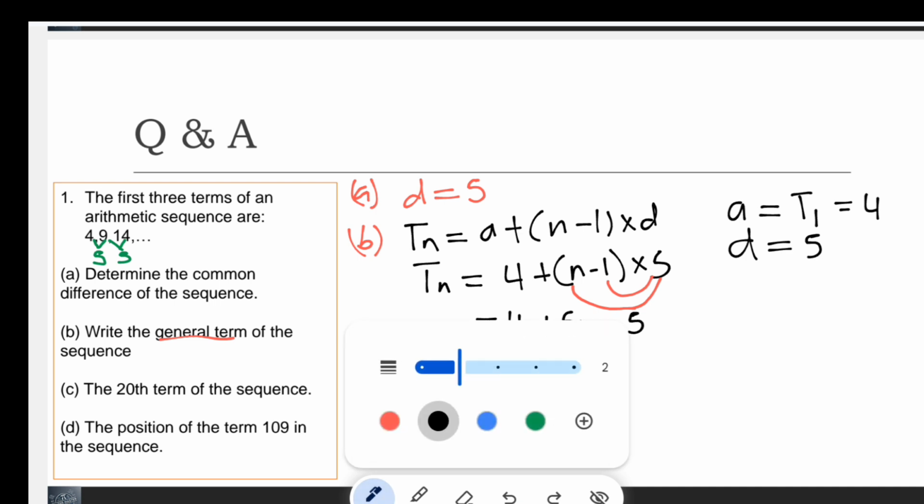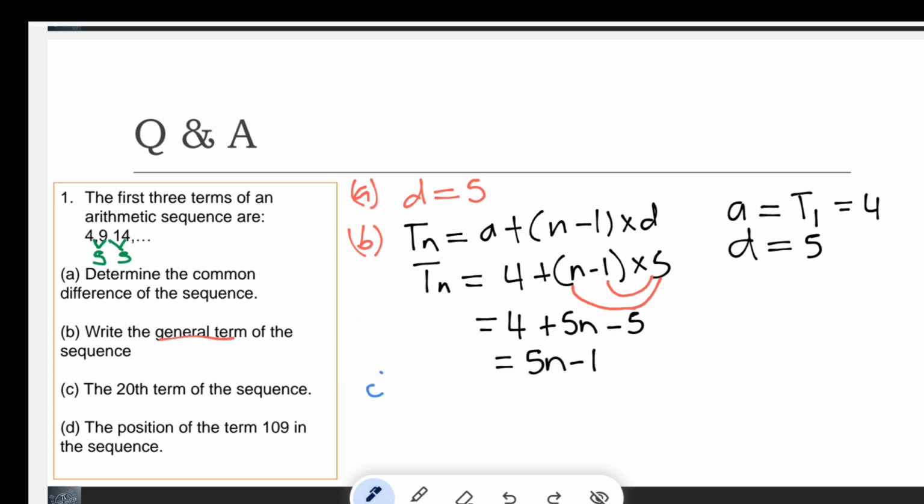Okay, now let's go to C. What is C saying? They say find the 20th term of the sequence. What will be the 20th term? The 20th term means the position of the term is 20. So what will be our T20? For T20 we replace n by 20, because we have the position of the term. We want to know what T20 is going to be. And then 5 multiplied by 20, that will be 100. 100 subtract 1, that will be 99, right?